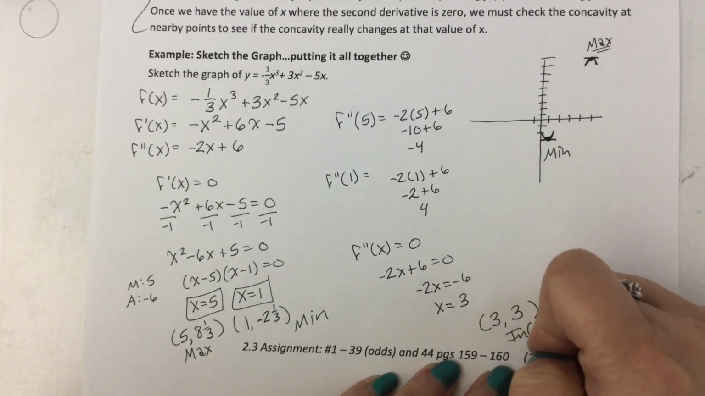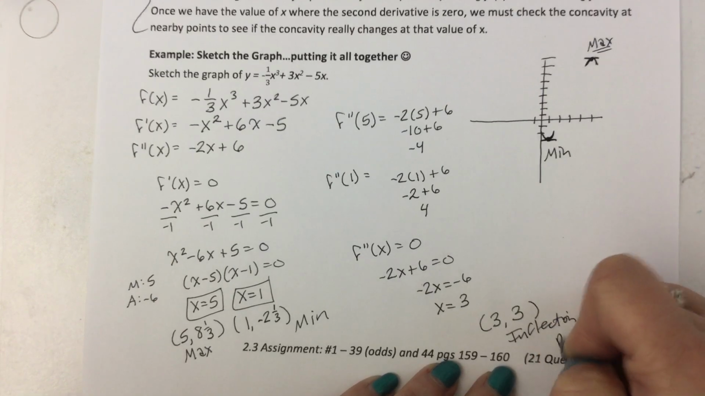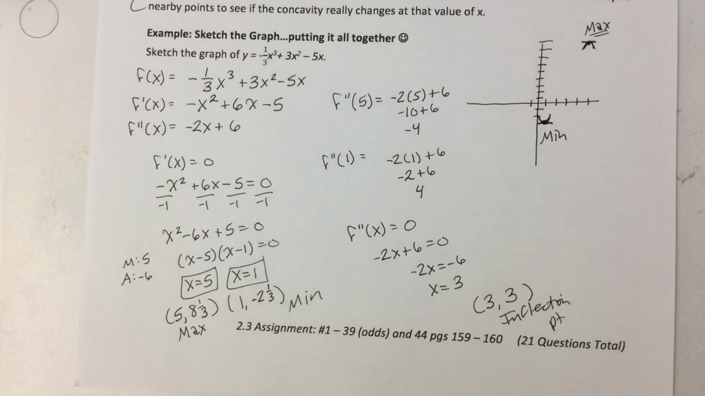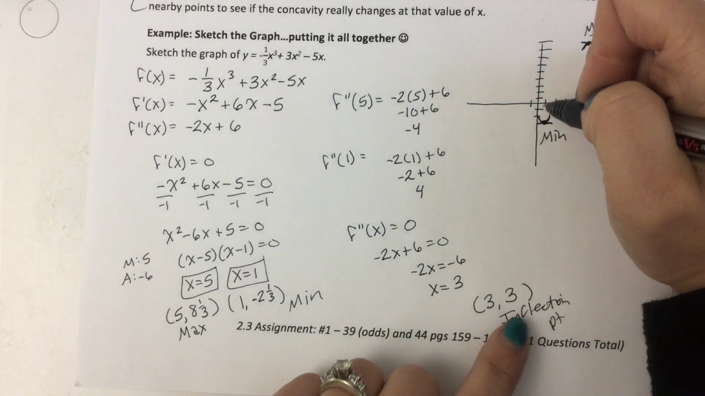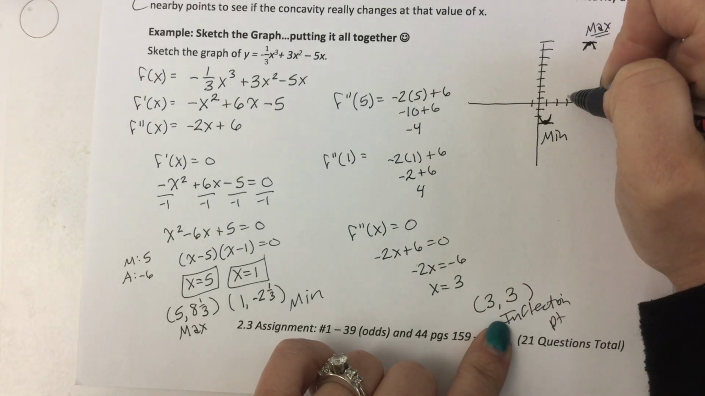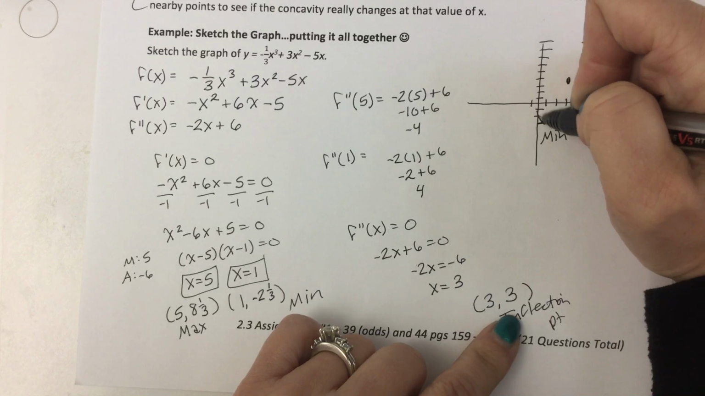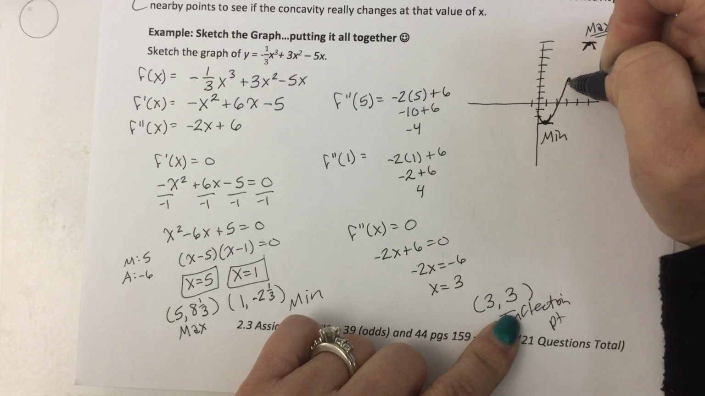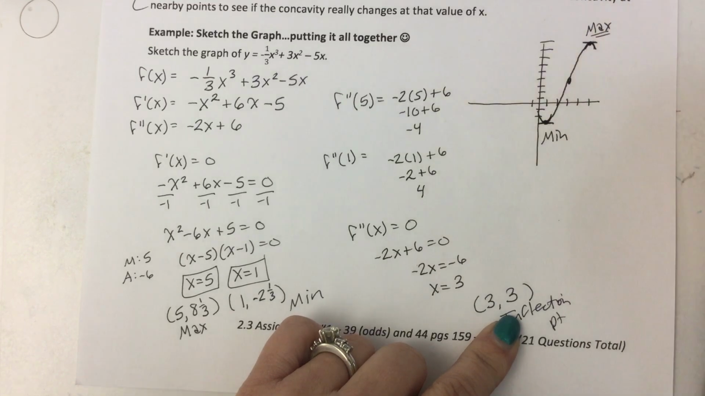So this is an inflection point. This is the point where it's not concave up or concave down. It's right in between. Go to the right 1, 2, 3, go up 1, 2, 3. This is the point where it switches. So it's concave up to that point, and then at that point it switches to concave down.